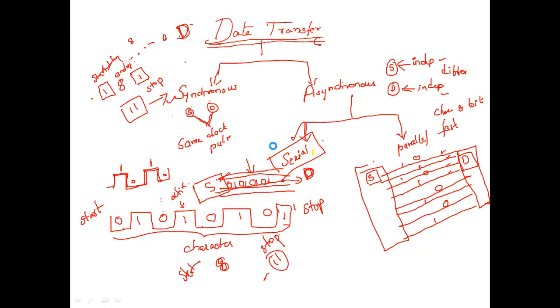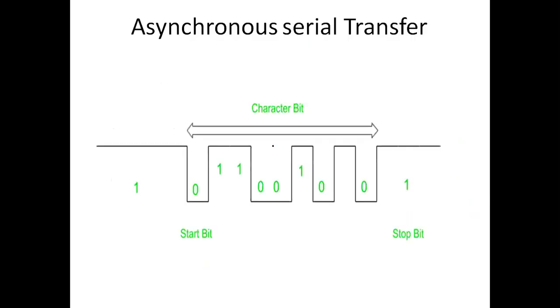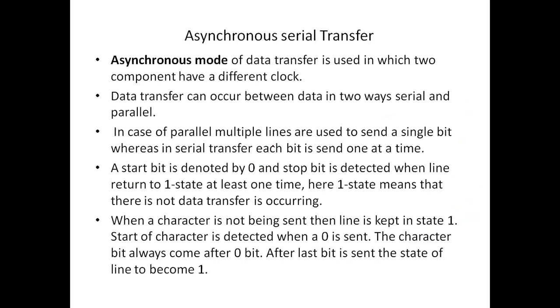Fine. So this is how we have the asynchronous serial transfer. So now going to the theory, the asynchronous mode of data transfer is used in two components that have different clocks, as I have said. So independent clocks will be there. So data transfer can occur in two ways. First one is the serial way and the second one is the parallel way.